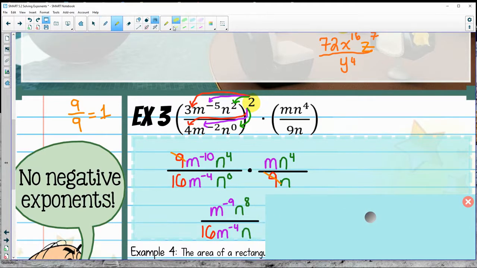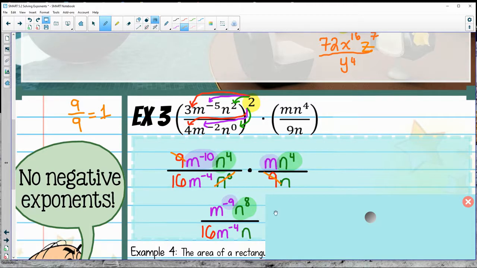So I went ahead and added everything across. So here's negative 10 plus 1. There's where my negative 9 came from. And I did the same thing with my n. So I've got n to the 4th times n to the 4th gives me n to the 8th. And then you can see that the 9 canceled out. And n to the 0 also becomes 1, so that also went away.